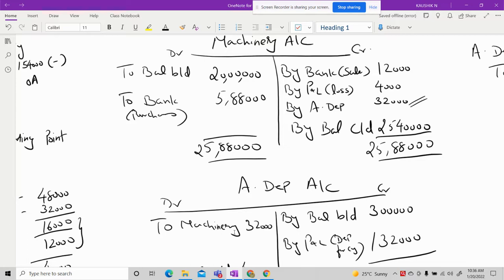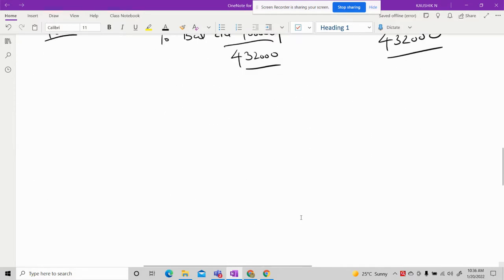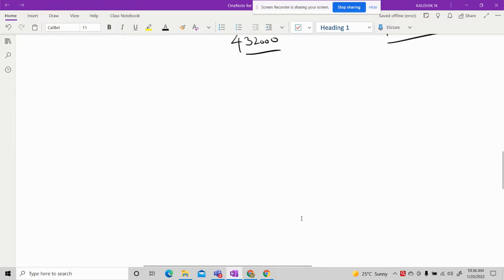Fine. Now let's start preparing our cash flow statement. It's a very easy problem, and at the same time it is quite interesting to work out because you have to follow the format. This question was asked in the year 2015. So I'm just going to prepare the cash flow statement here.